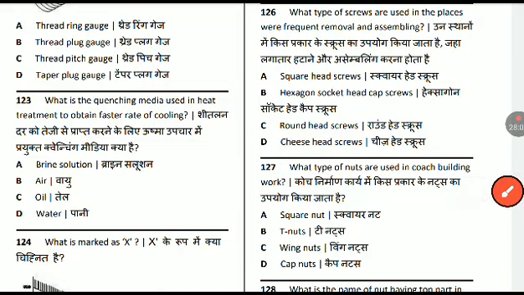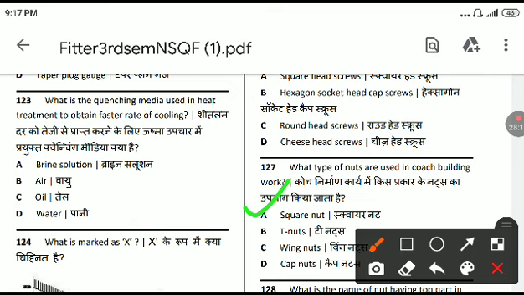What type of knots are used in coach building work? Square knot, T knot, wing knot, cap knot. Option A, square knot.